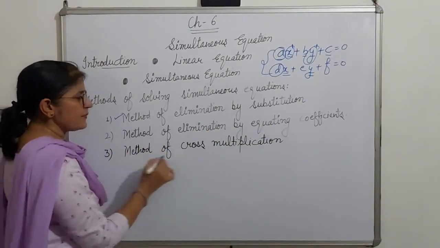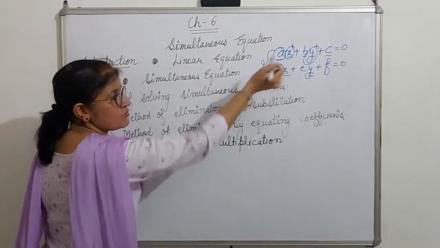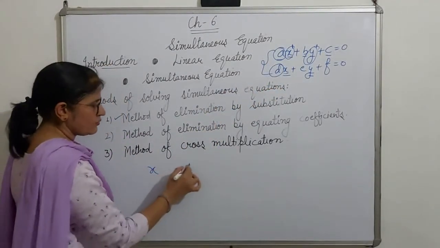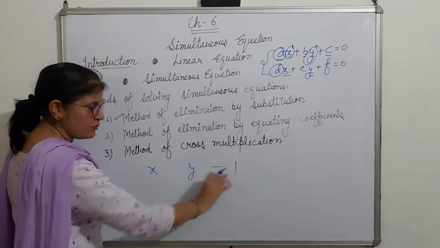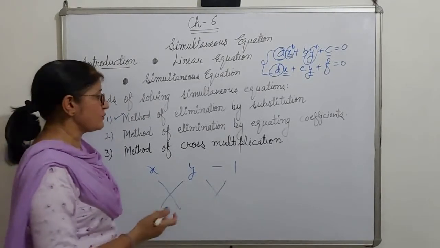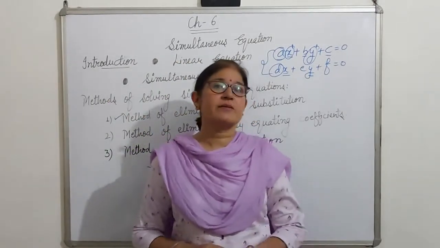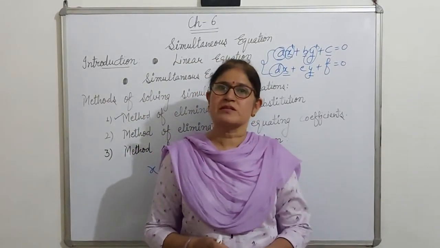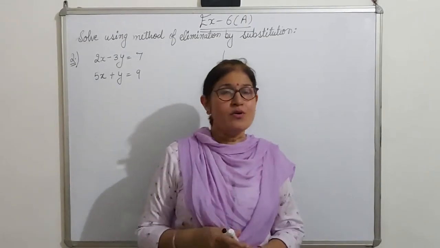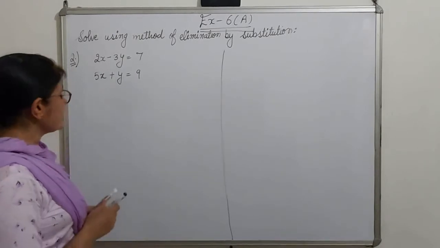The third one is method of cross multiplication, in which we take the value, these constant terms, and we write x, y, minus 1 below their values, and we do cross multiplication and we get the values. Now in first exercise we will use the method of elimination by substitution to solve the sums. Now we will start our exercise 6a. We start with question number 2.